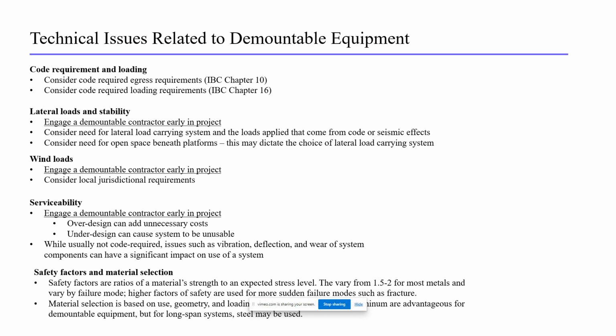So please note that there are some sources for technical information provided in this presentation. Here are some of the issues related to demountable equipment, which we talked about already. Code requirement, loading, lateral loads of stability, wind loads, serviceability, safety factors. Again, those are the five main groups. Always contact somebody early to discuss this stuff so you get a project that's within budget and aesthetically pleasing, and everybody's happy at the end of the project.